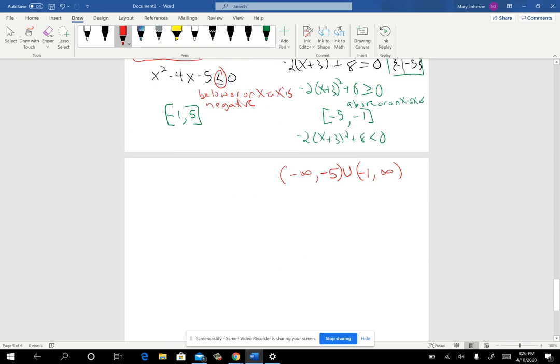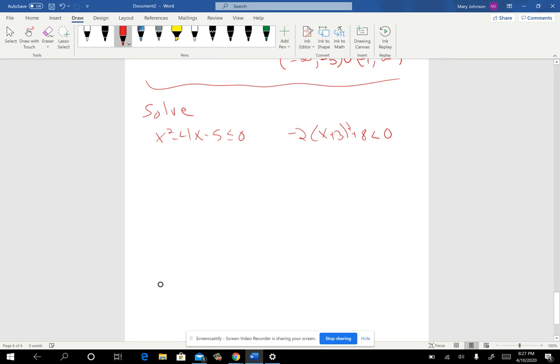Okay, you also can do them algebraically. So let's say you didn't want a graph. That's not your favorite thing. And I'll just do one of these on each. So let's say they wanted you to solve where is x squared minus 4x minus 5 less than or equal to 0. And then we'll do where is this less than 0. Okay, we'll do those last two. And we're going to do them algebraically.